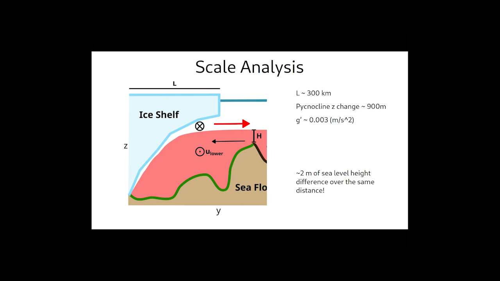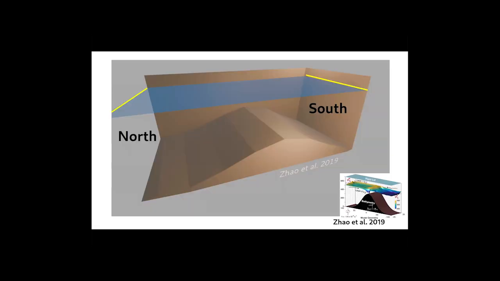If you do a simple scale analysis and take representative values for the change in depth of the pycnocline and the length of your ice shelf cavity, you get that this buoyancy gradient, just by assuming that there is a meltwater layer, is a similar pressure gradient to 2 meters of sea level height difference over the same distance. So just assuming that there is a meltwater layer is this massive forcing on your cavity circulation.